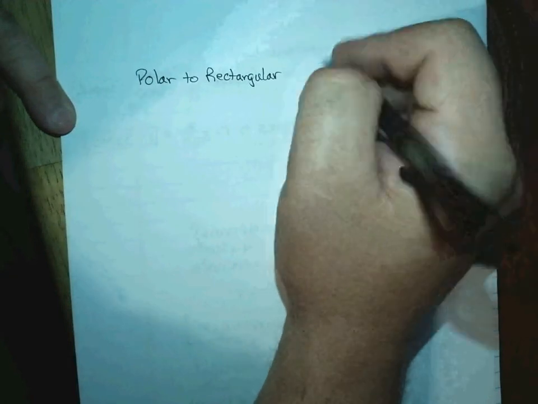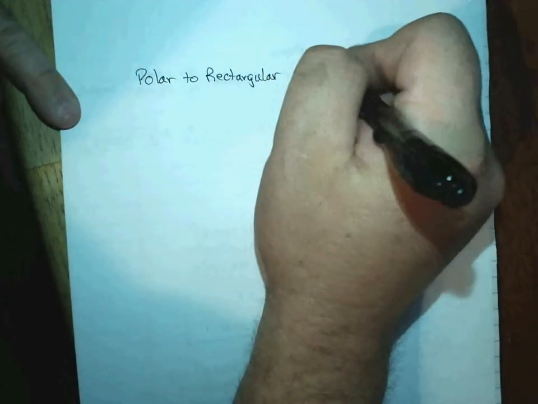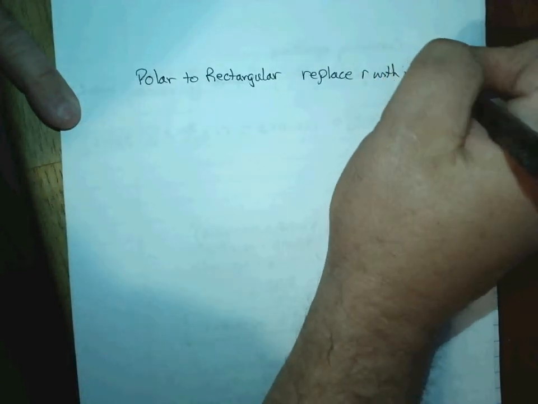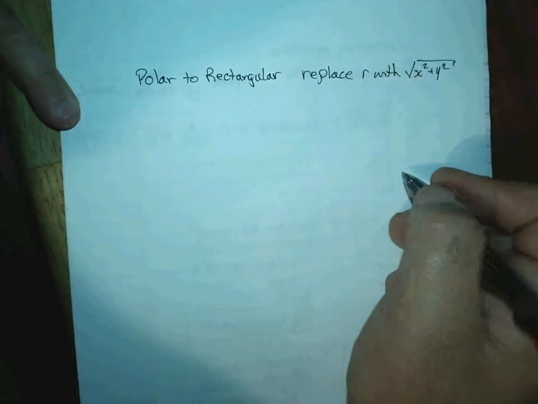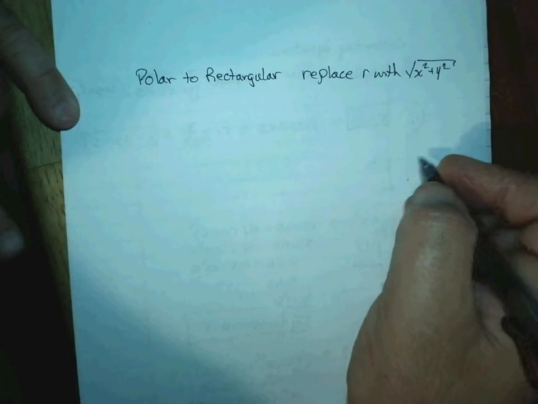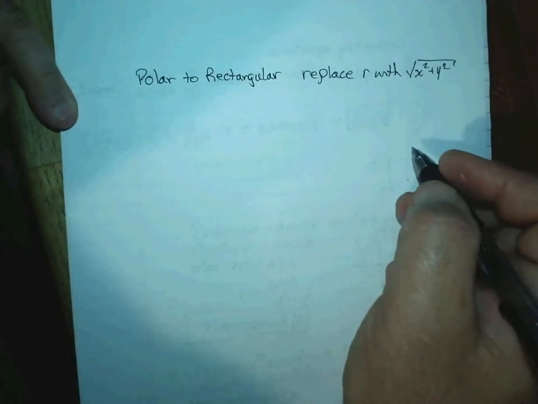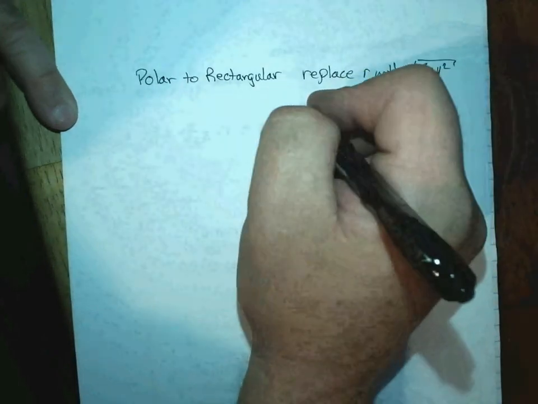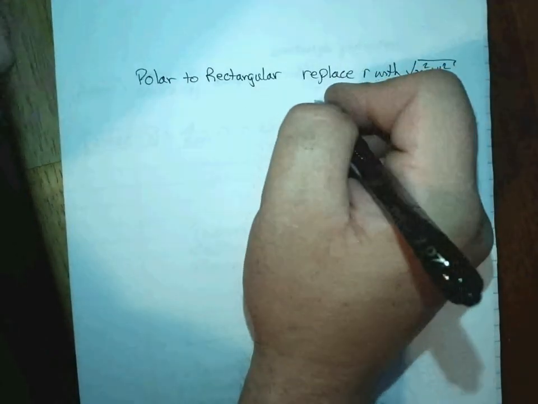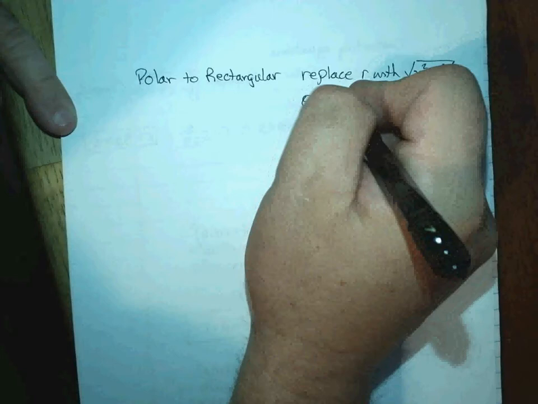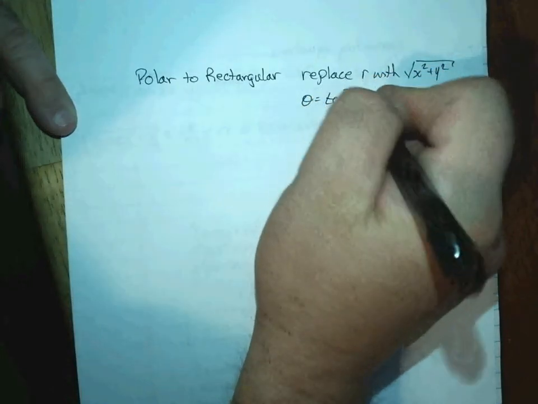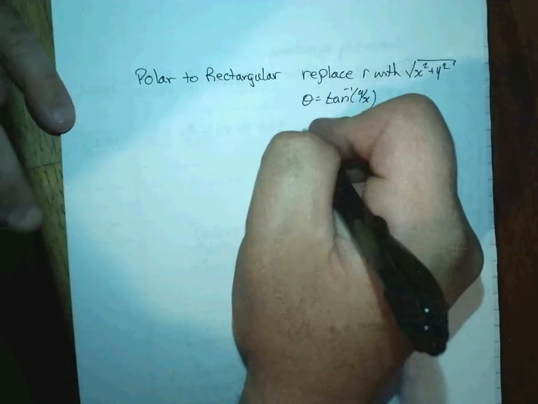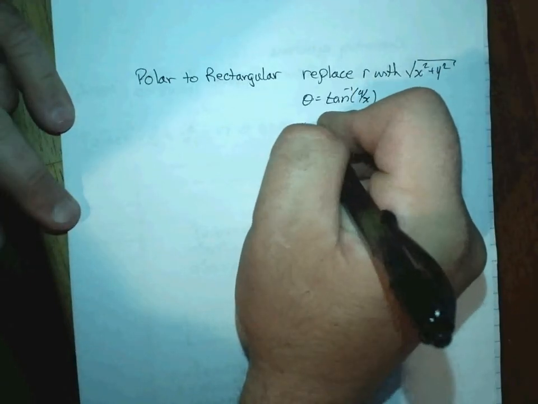Okay, so we have to convert our r and we have to convert our theta. How do we do that? Well, you replace r with the square root of x squared plus y squared. Now, how do we convert our theta? Well, theta, you remember, is the inverse tangent of y over x, right?